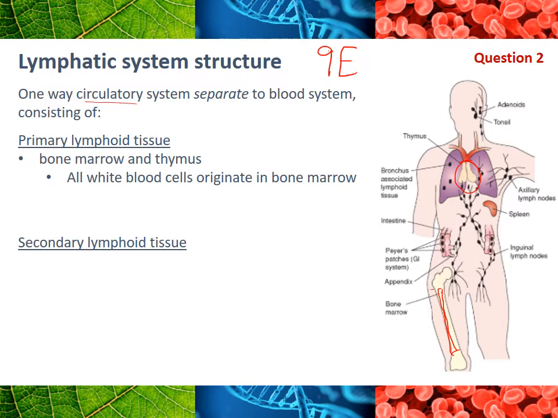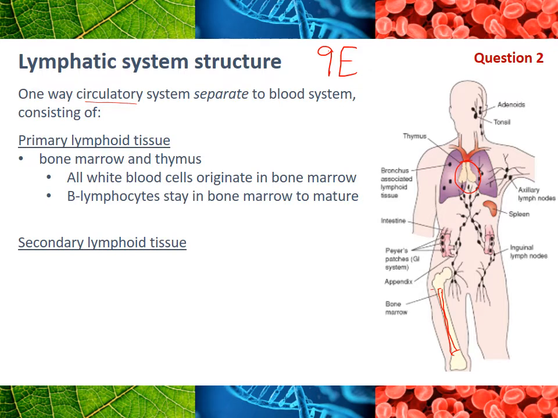All of our white blood cells originate in bone marrow. So all white blood cells, that could be things like the mast cells and macrophages and natural killer cells that we've already looked at, they all start in the bone marrow. We're focusing on the lymphocytes, which are our B cells and our T cells.